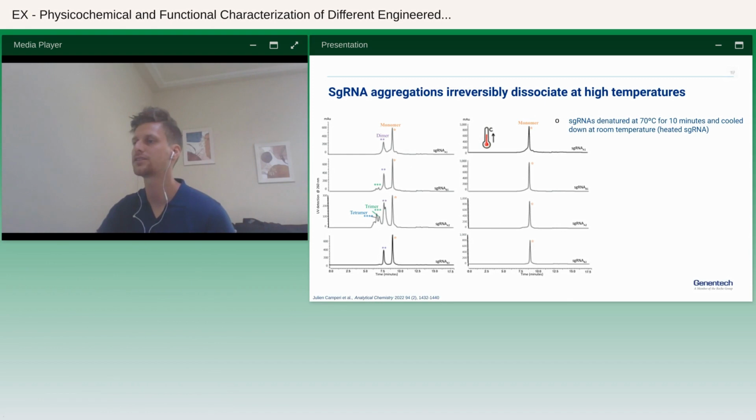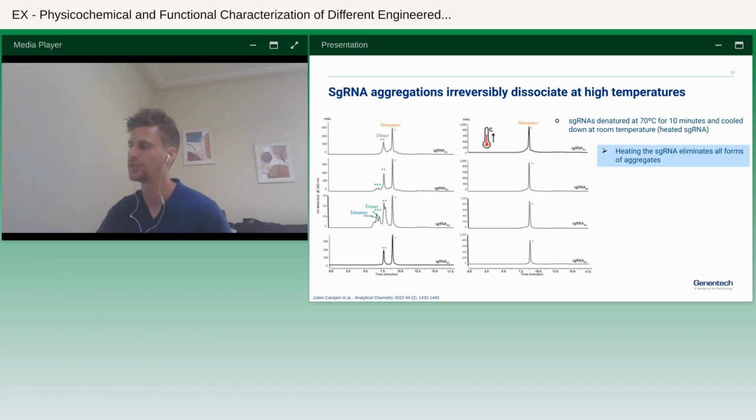Something that we also observe is that when we use a high temperature, basically if we do the denaturation step of single guide RNA at 70 degrees for 10 minutes, we can remove all the different aggregates and we only have the monomer. And if you see the scale, you can see that we have a higher amount of monomer versus when we don't heat the guide RNA. And so basically we can conclude that we have a better purity when we heat the guide RNA.